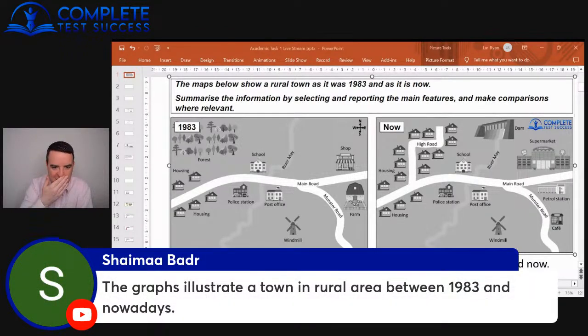Shaima, hello to you. The graphs illustrate a town in it would have to be a rural area, so you'd need the article there, between 1983 and nowadays. No, now. We wouldn't say nowadays. Nowadays is more like a general term that we would use to set the context of describing a situation that is different from the past. So nowadays wouldn't apply to what we have here.